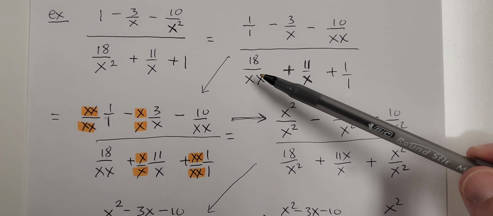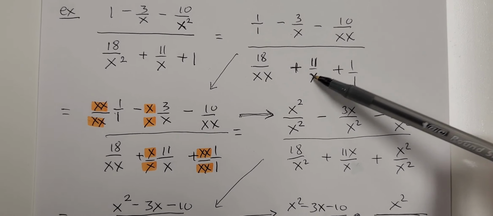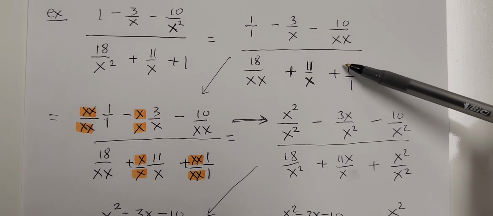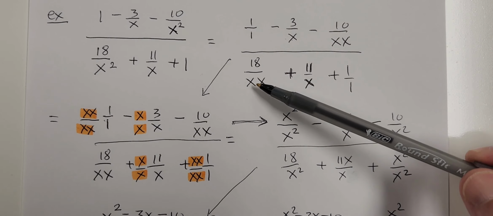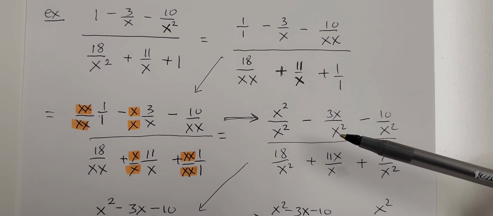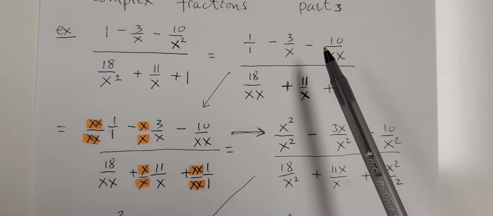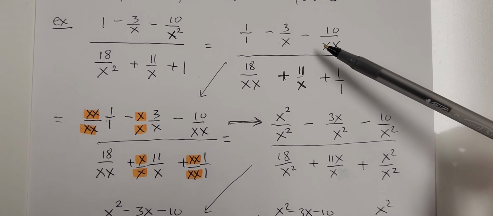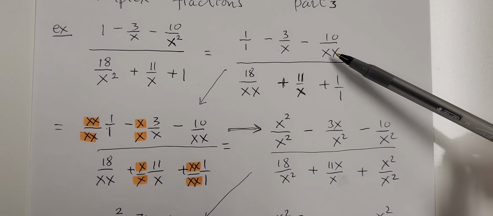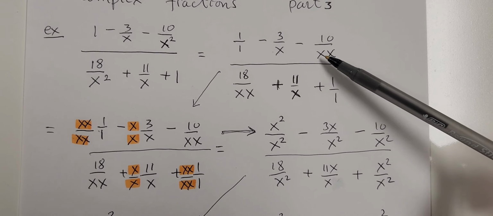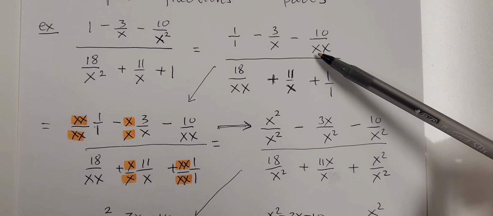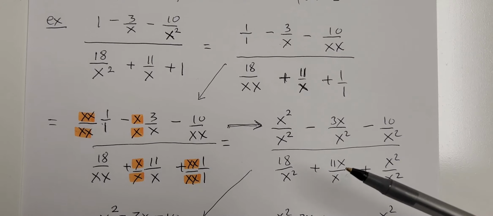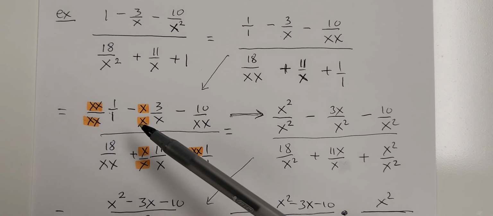Same thing with the bottom. There are 2 x's here, 1 x, and over here, there's none. So we need 1 extra x here, 2 extra x's here, so that the denominator will be the same. Okay, so again, from here to here, I just rewrite the problem so that I can see all of the factors. Once I see all the factors, now I use these extra factors so that the denominators are the same.